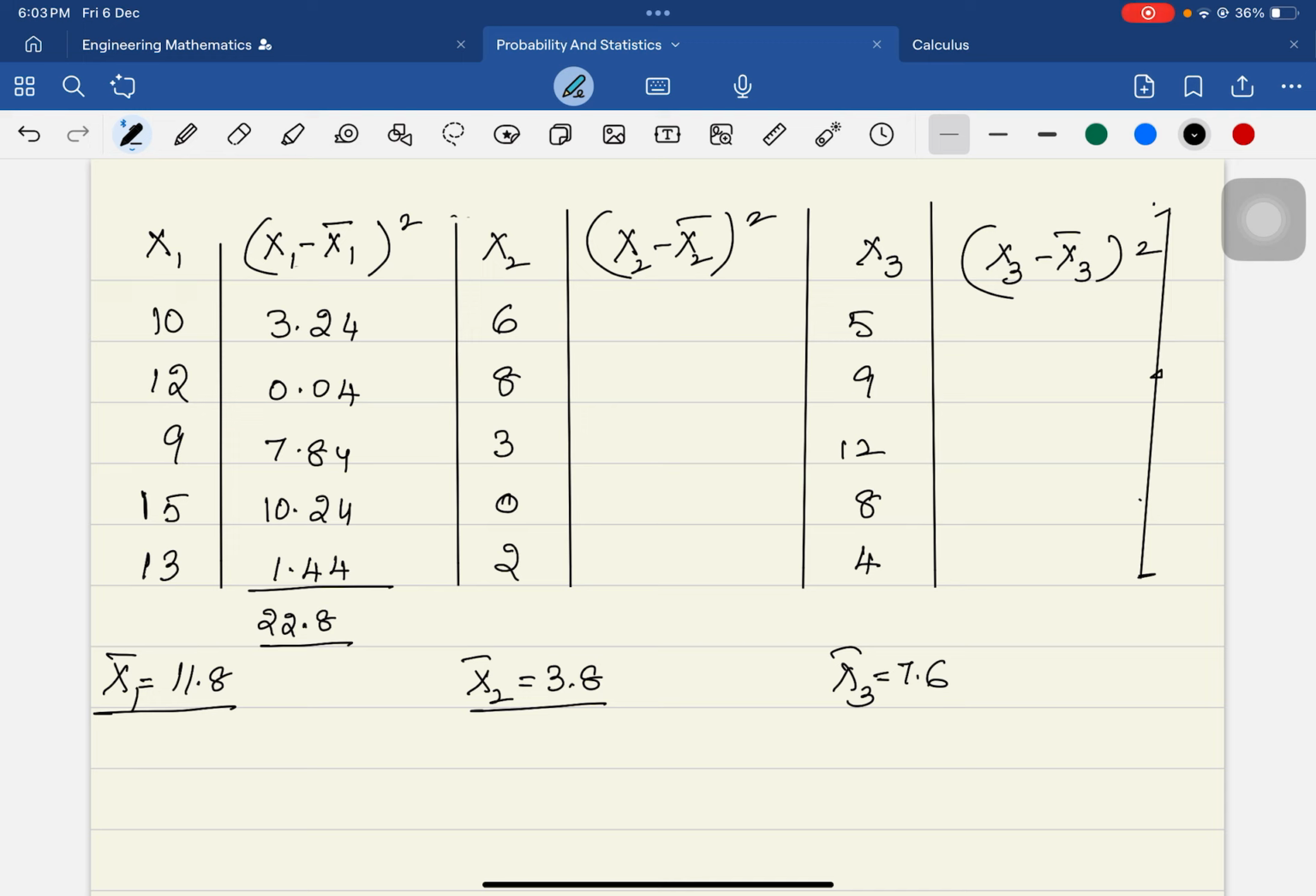Let us now go to x2 minus x2 bar the whole square. That means 6 minus 3.8 the whole square. That gives you 4.84. And the next one is 17.64.